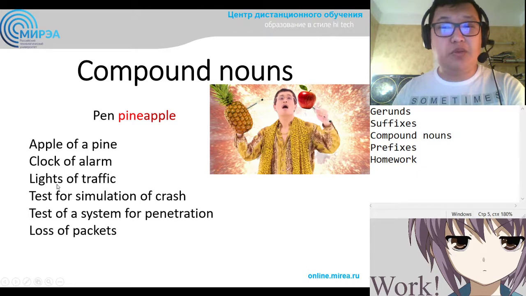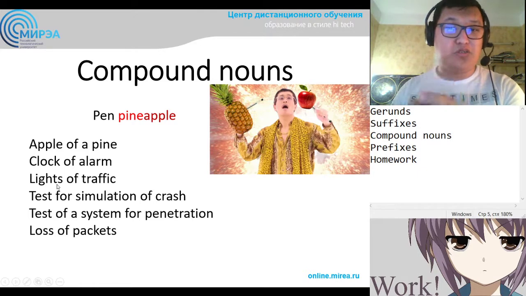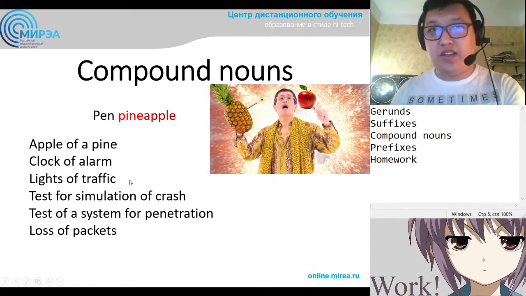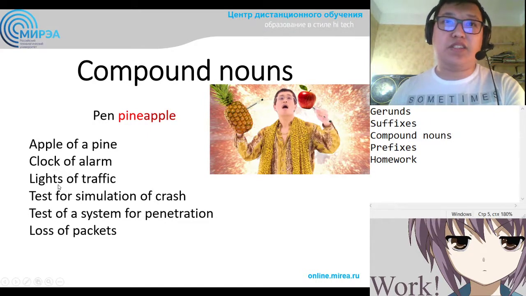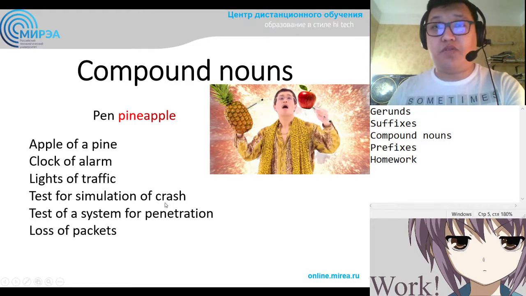So there are many, like three of them, the green, yellow, and red. So traffic lights should stay plural. That's why lights of traffic, when I put lights in the end, the plural form still exists, still stays there. Traffic lights. Then we got test for simulation of crash.